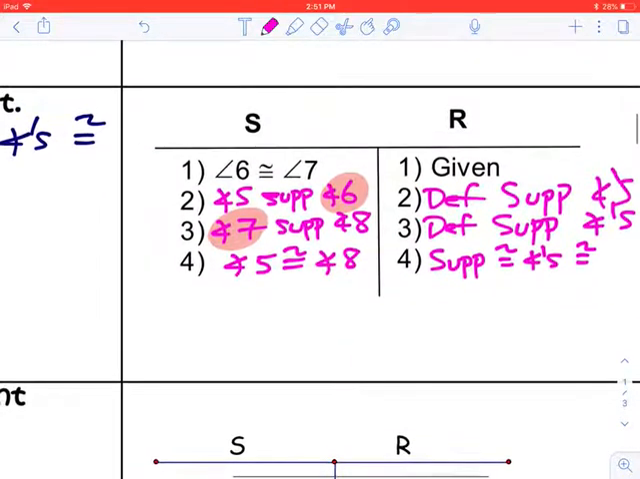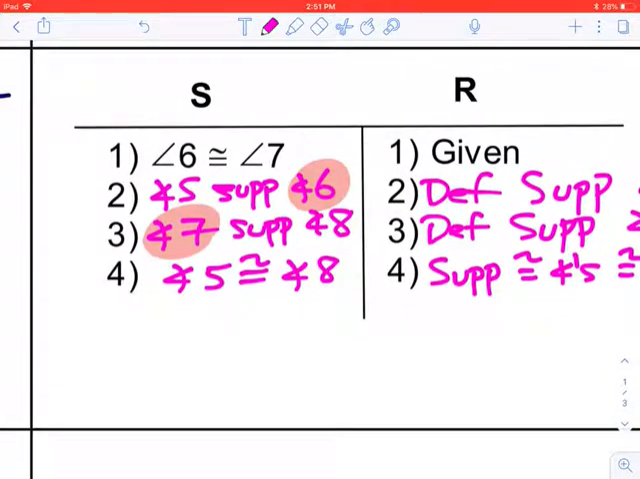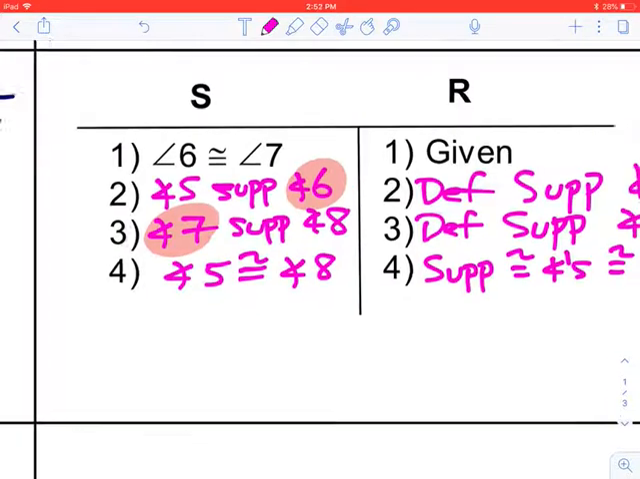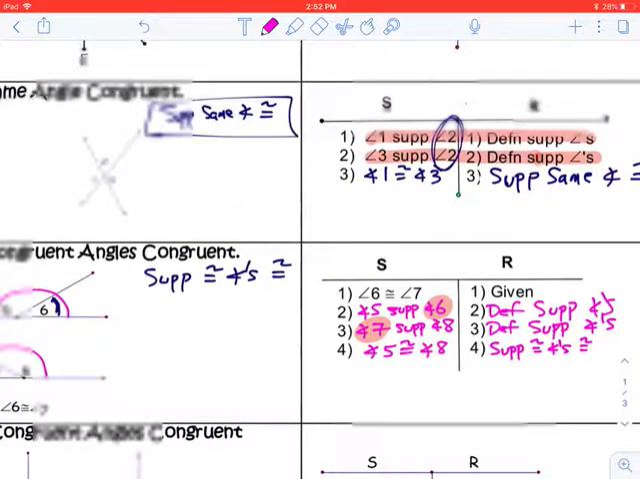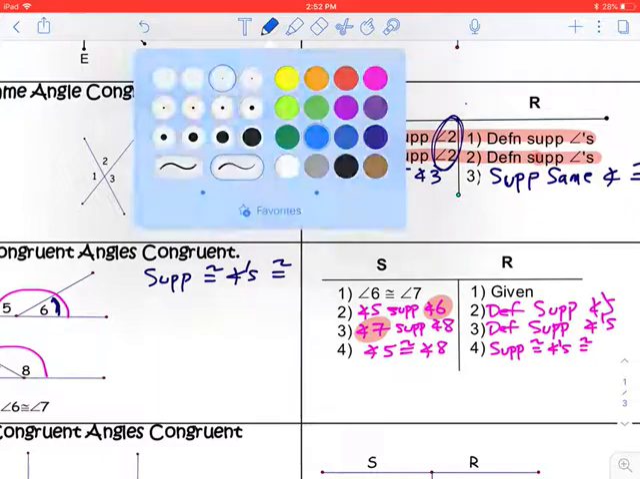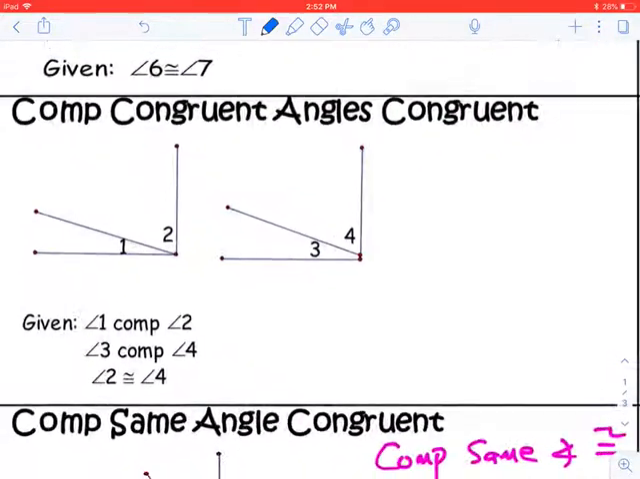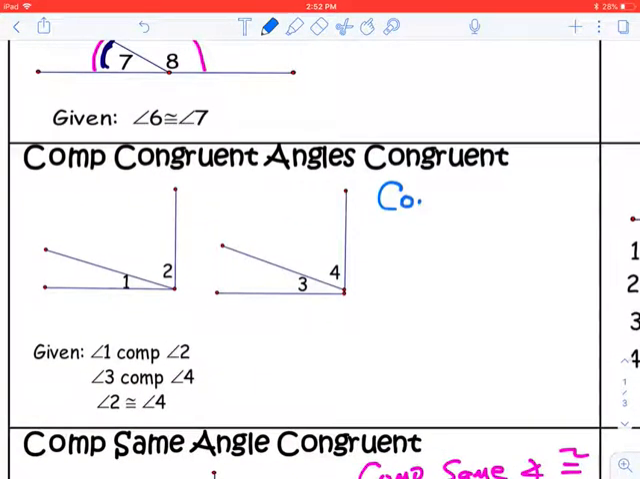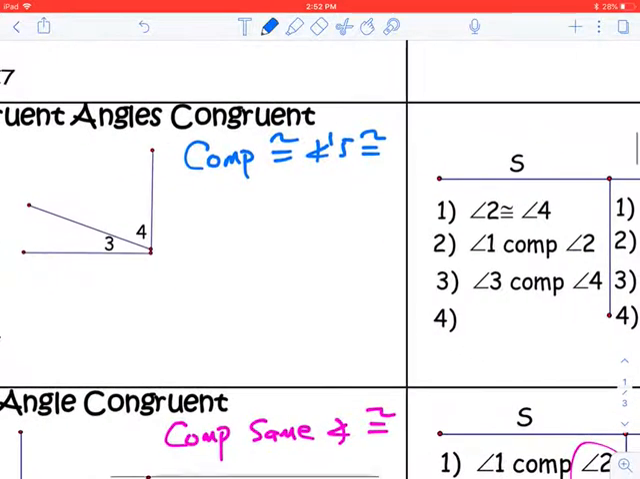Okay? So 6 and 7 we said were congruent. Let's say they're 30 degrees. So that would make 5 150 degrees and 8 150 degrees. They have to be congruent. Okay? So in the same way, complementary works the same way. So, complements of congruent angles are congruent. If they're complementary to congruent angles, then they are congruent.